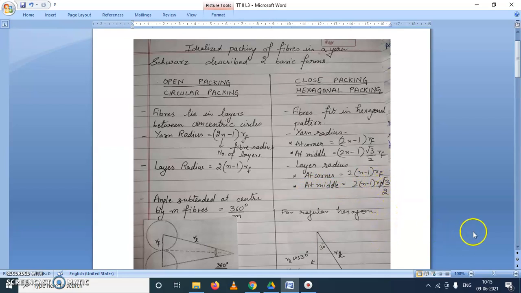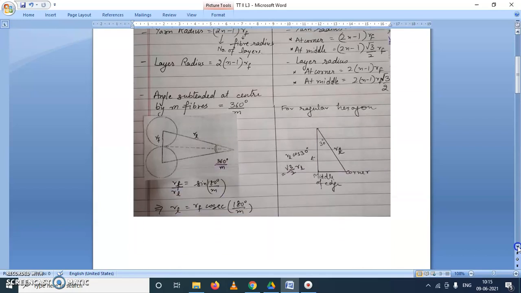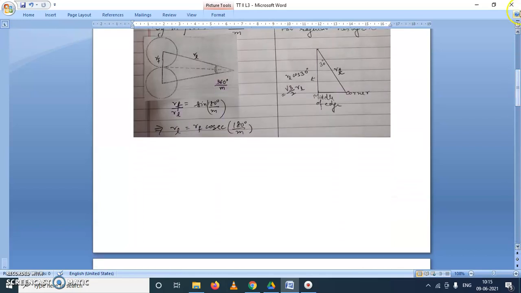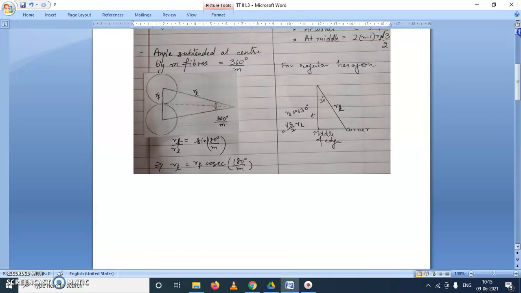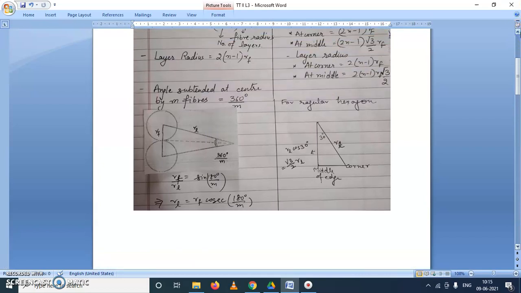So up till now we have understood something basic about the difference between circular packing and hexagonal packing, how we can calculate yarn radius, layer radius, number of fibers in the yarn cross section, and number of fibers in different layers. Now we'll try to understand one basic thing in case of circular packing, which is why it is called open packing and how we will calculate the gap.